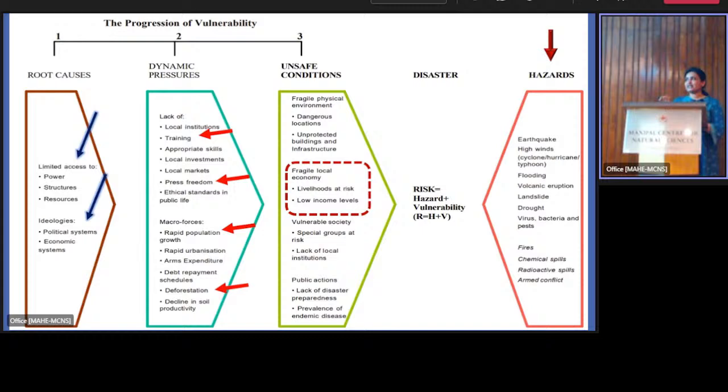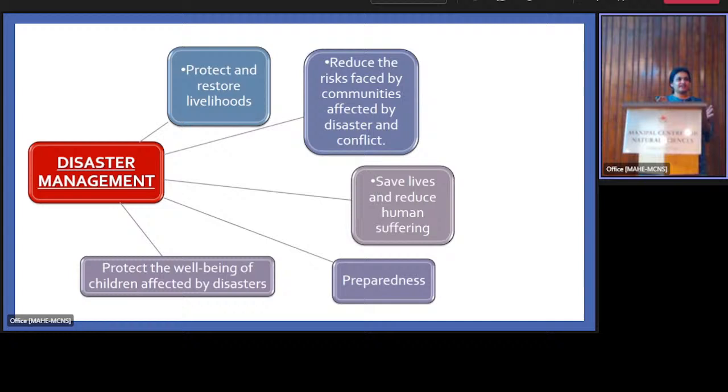In disaster management, every nation is assessing these vulnerable zones by protecting and restoring livelihoods, to reduce the risk faced by the communities affected by disaster, save lives and reduce human suffering. They are also giving some preparedness and finally protecting the well-being of children affected by disaster. These are given before, during and after.